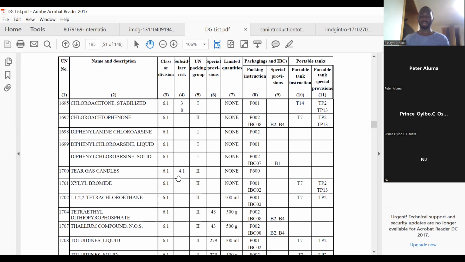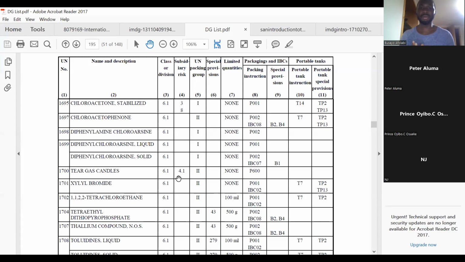And like I said, chapter 3.3 is in your volume 2. For tear gas, it has no special provision, so there's nothing for us to check. Now, limited time is almost gone.